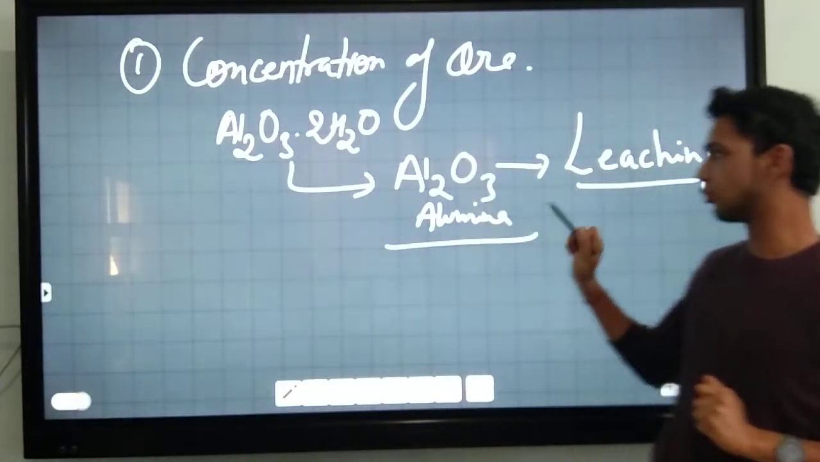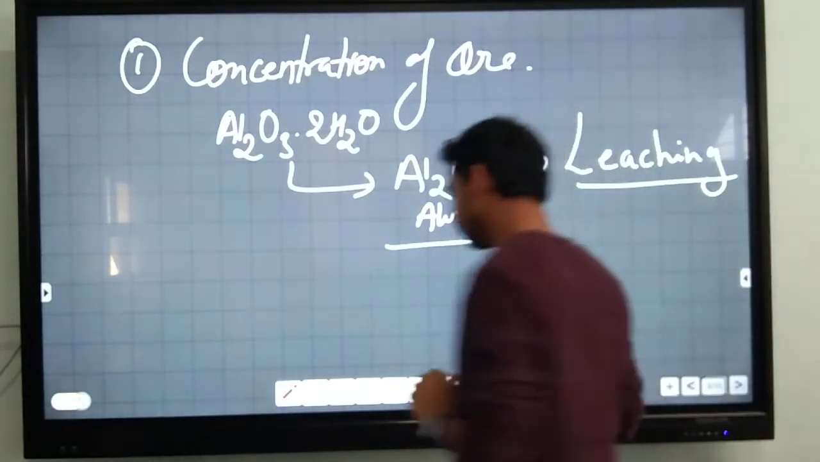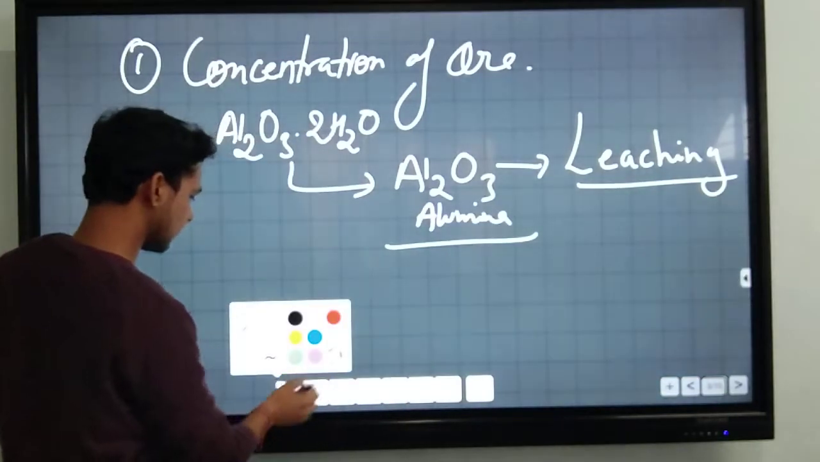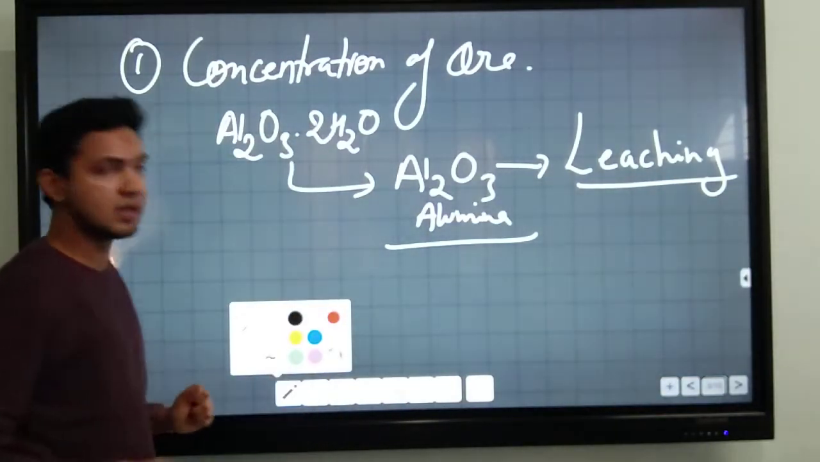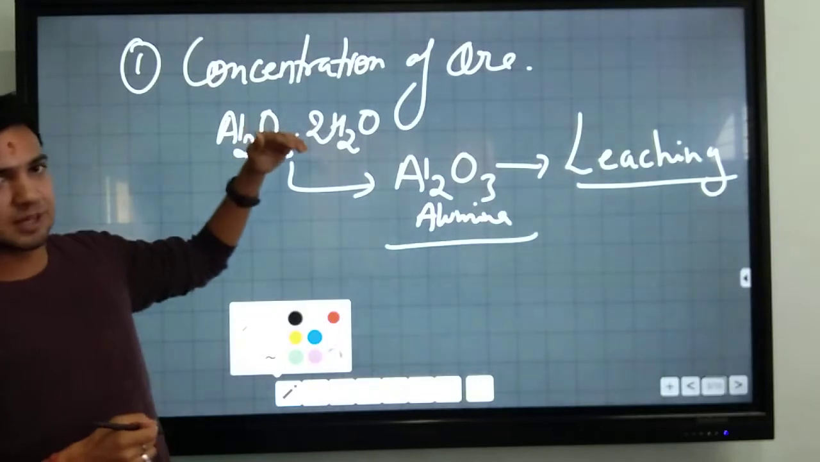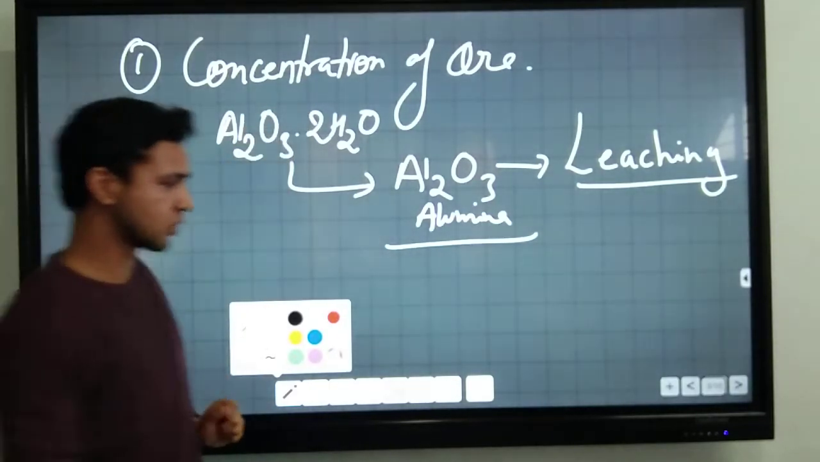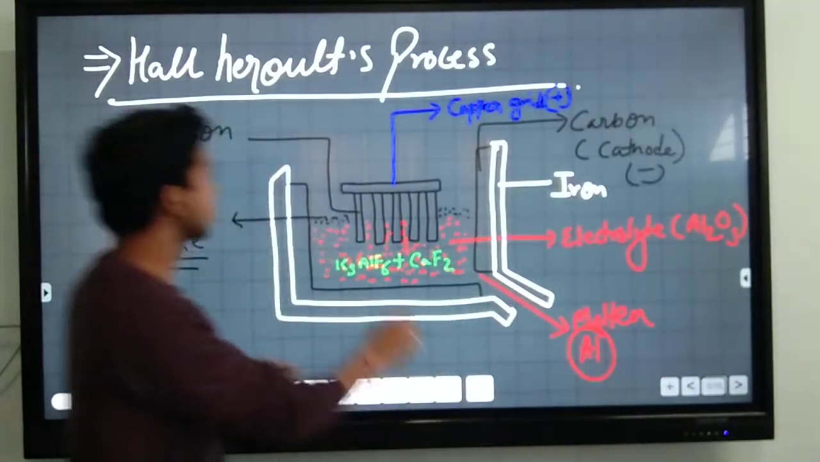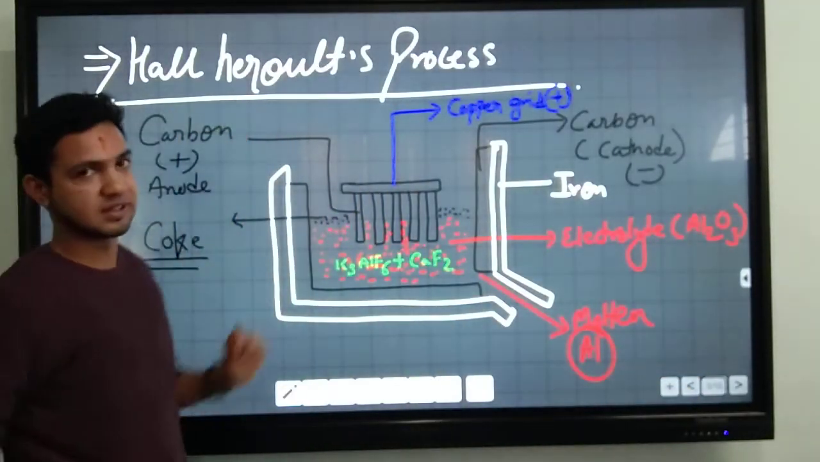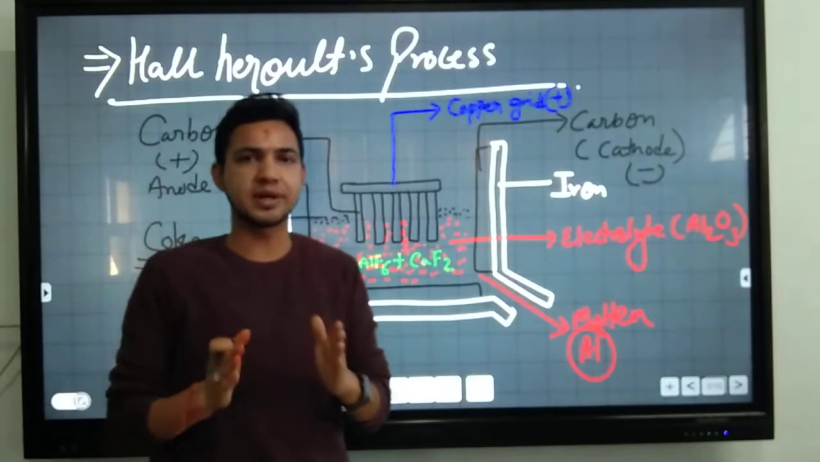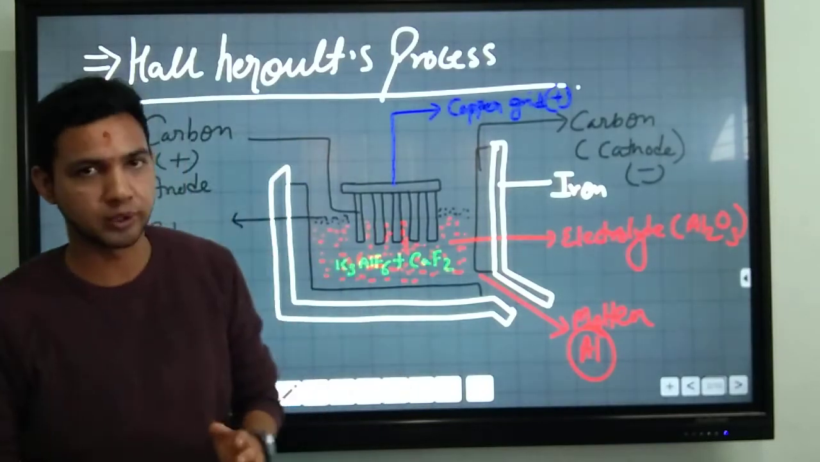Okay, the concentration of aluminium. The second step takes place inside a furnace. All these steps take place inside a furnace. That process is known as the Hall-Héroult process. That process is useful to extract aluminium from its ore, Al2O3.